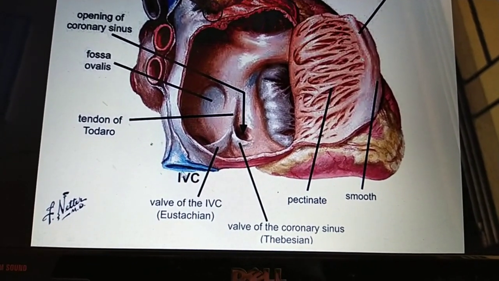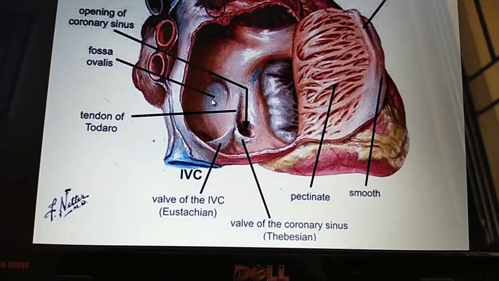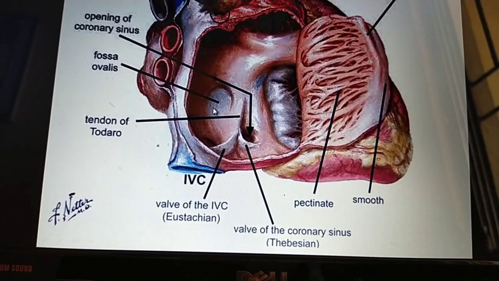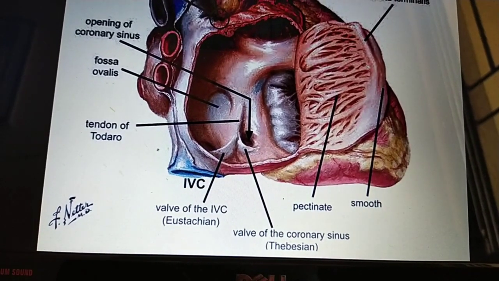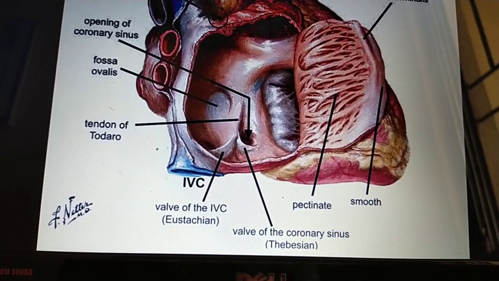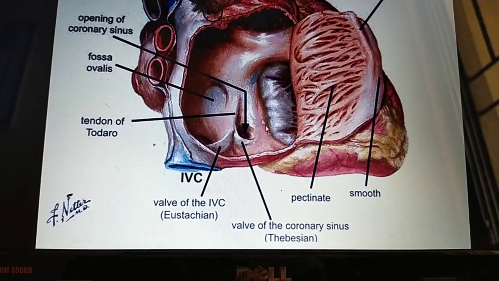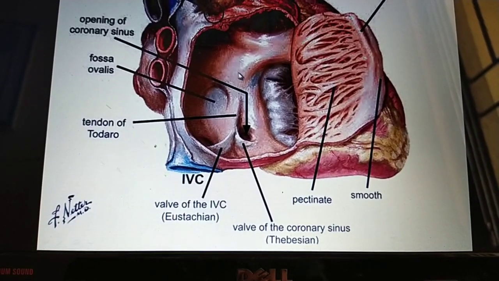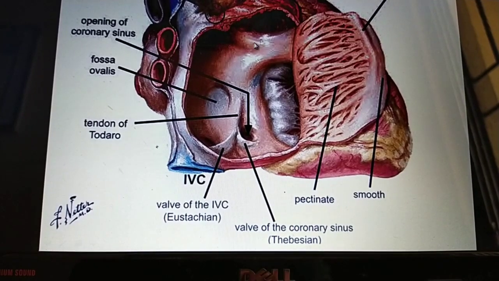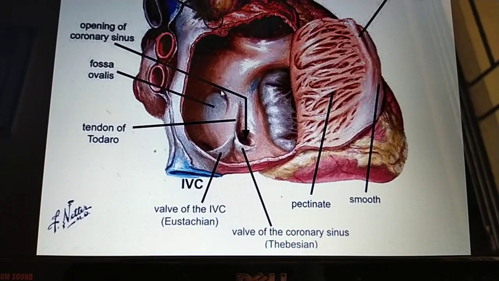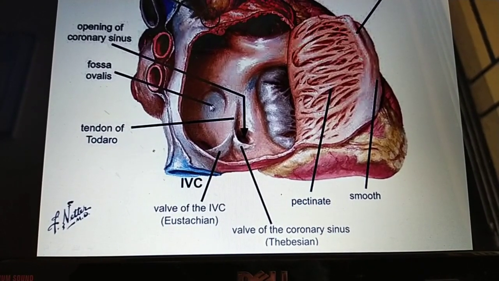You can see here is the fossa ovalis. The foramen ovale is nothing but a small hole located in the septum, which is the wall between the two upper atrial chambers. During fetal life, the septum between the right atrium and left atrium has one hole. That hole is called the foramen ovale, and it is present during fetal life.